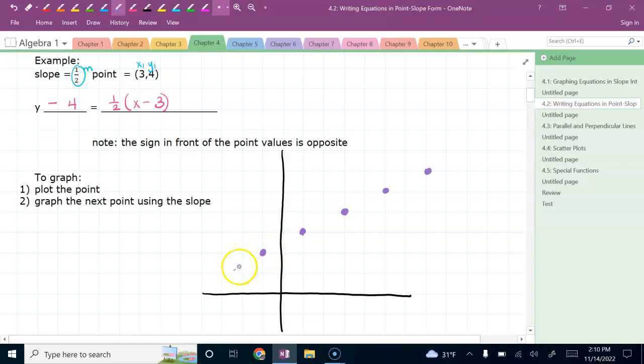Then you just need to connect your dots, or draw that line through those points there. Make sure that your line goes beyond those points though. You've got arrows on either side.